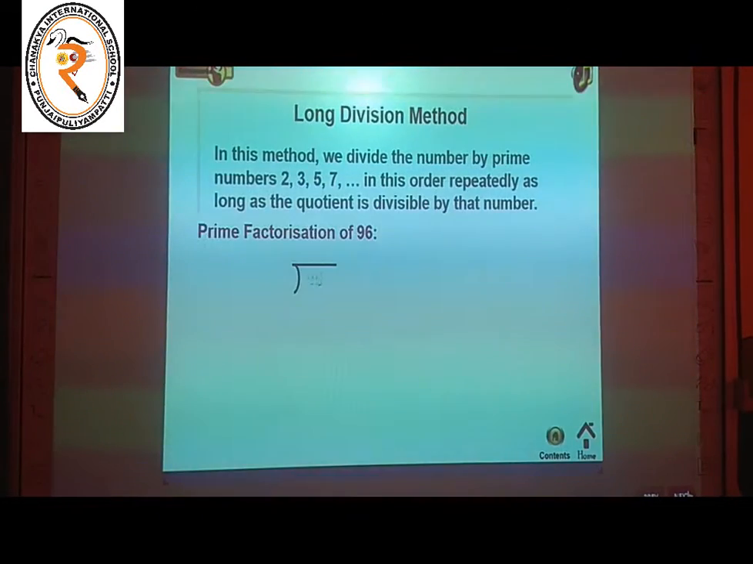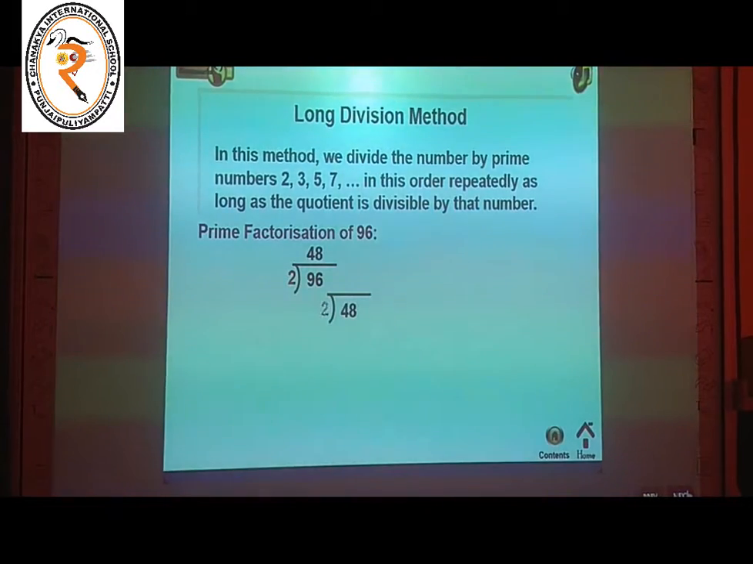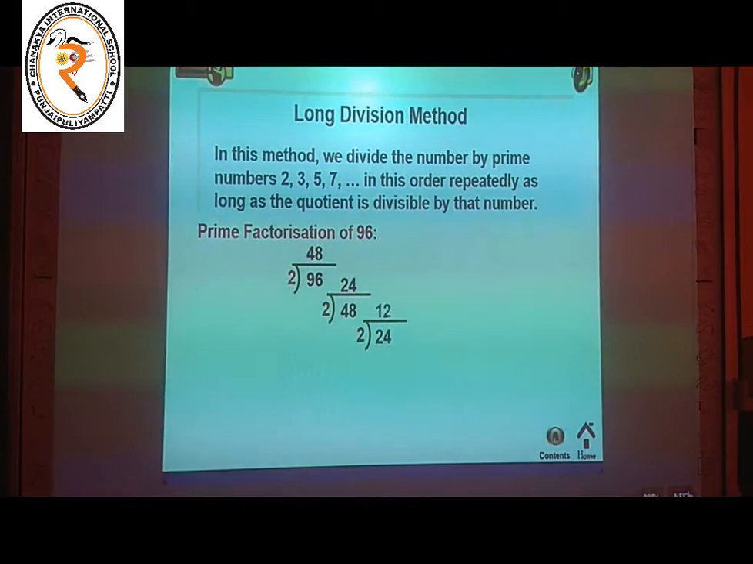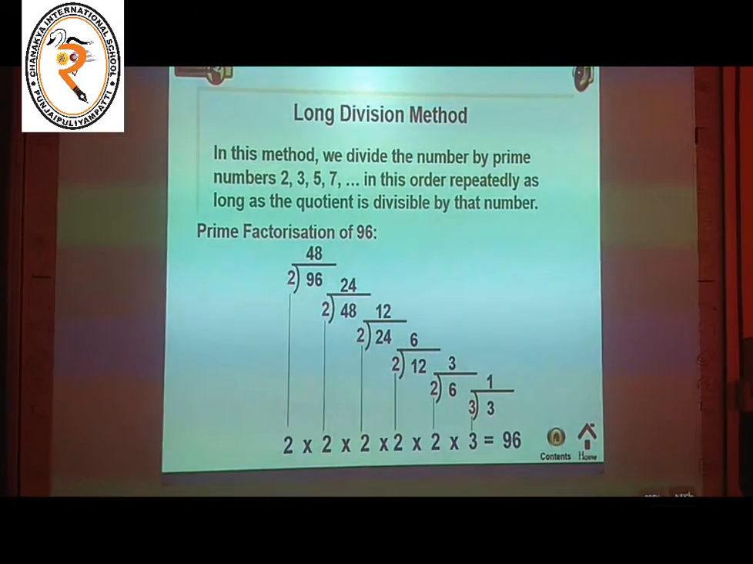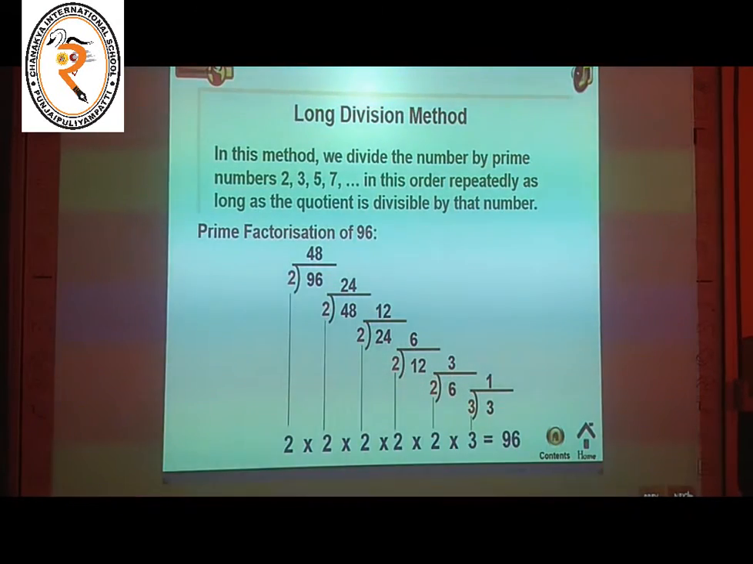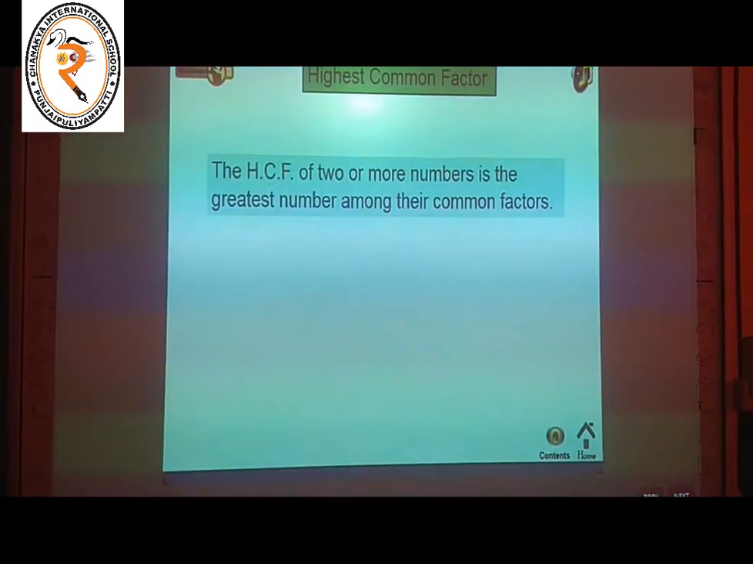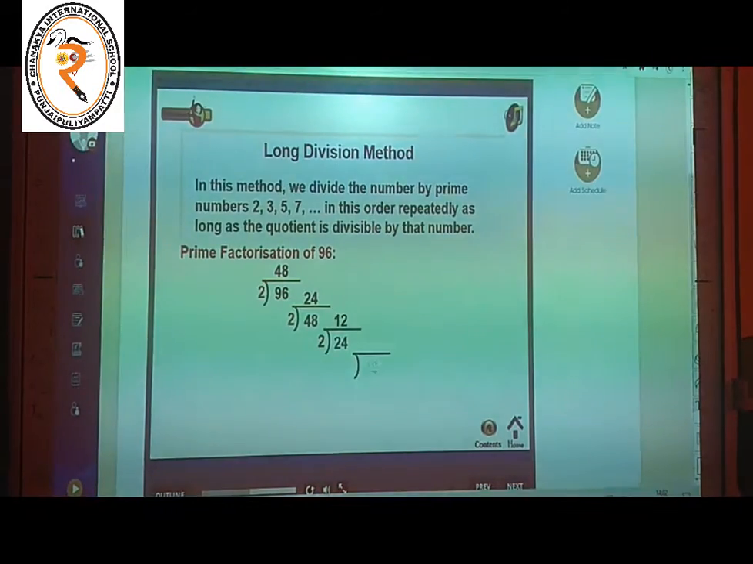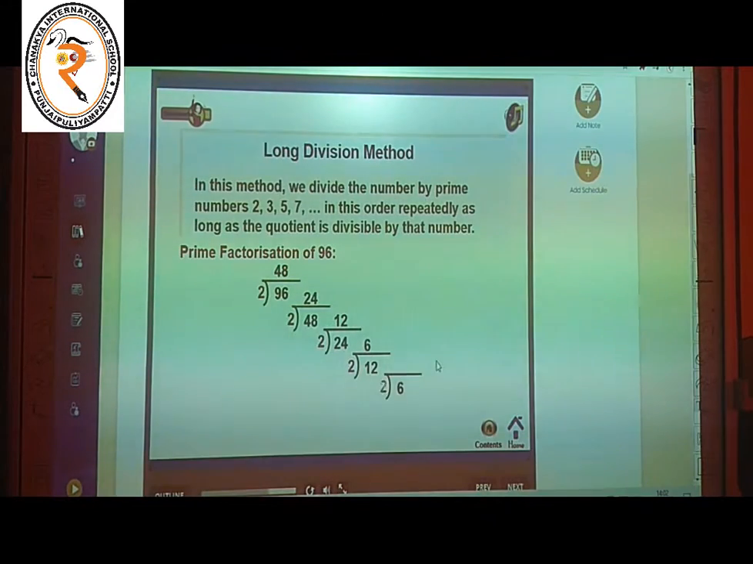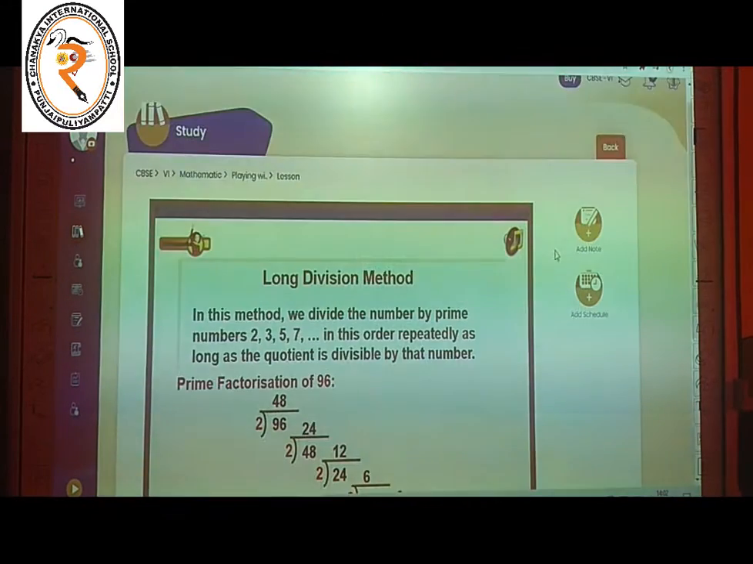Long division method. In this method, we divide the number by prime numbers 2, 3, 5, 7 in this order repeatedly, as long as the quotient is divisible by that number.